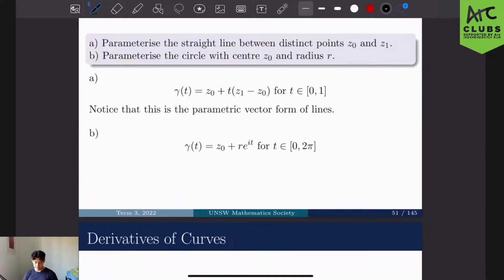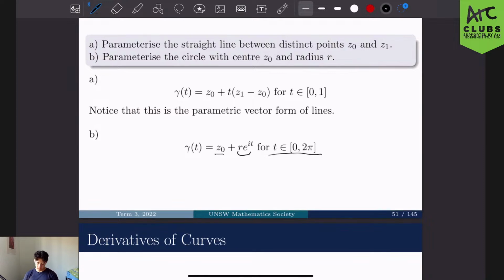And a circle is going to be in this form, r e to the i t, where t is in this range here. And z0 is going to be the center of the circle. So if this is our origin, then we have, say, z0 here, and r is the radius, and that's a circle.